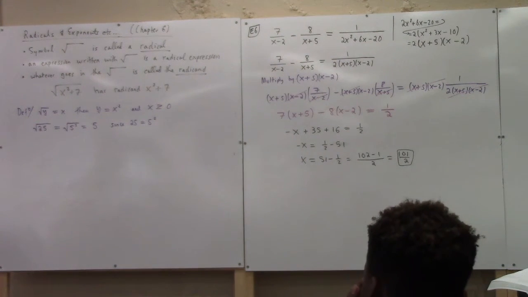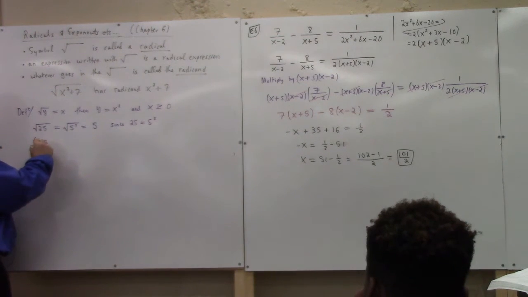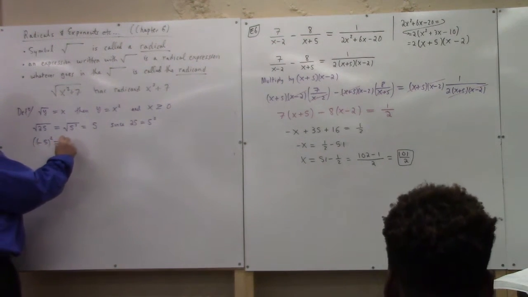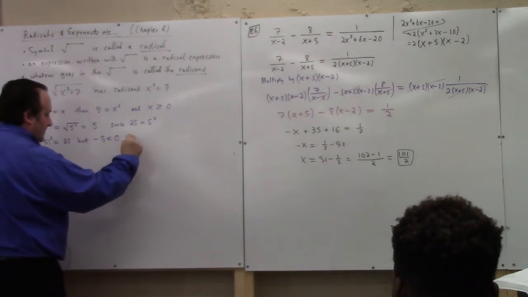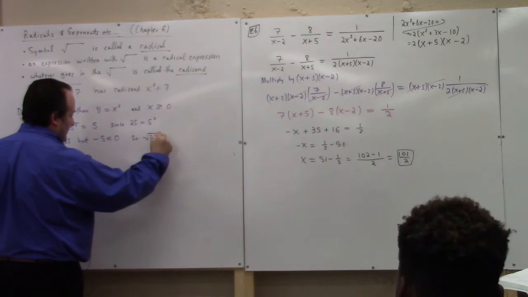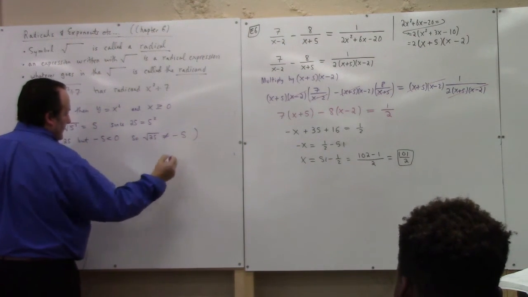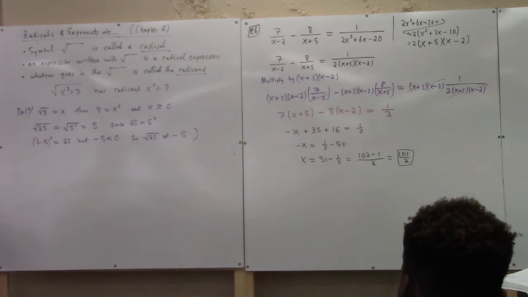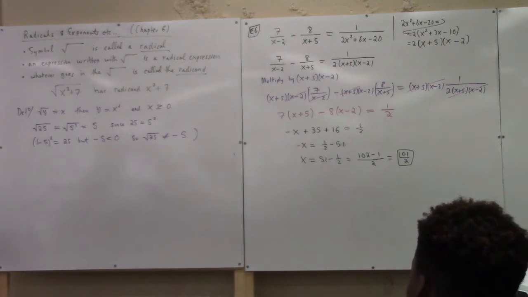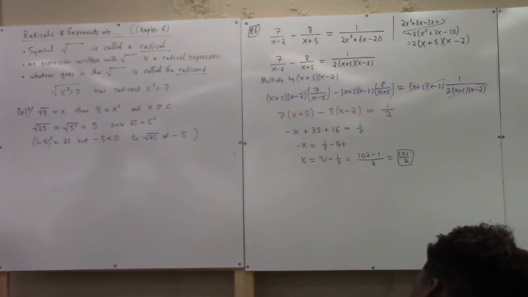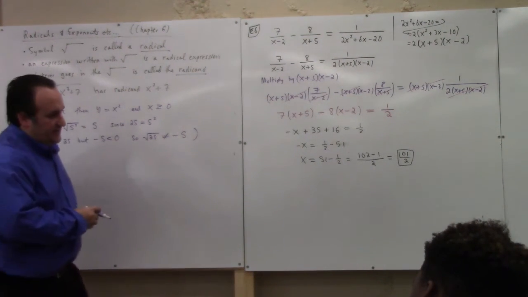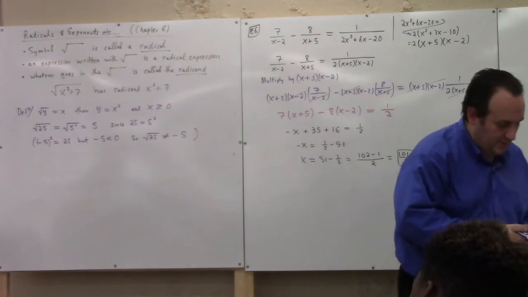What else squares to 25? Well, notice that minus 5 squared is also equal to 25, but minus 5 is less than 0. So the square root of 25 is not equal to minus 5. In other words, we define the square root to be non-negative. We choose the positive square root to be the square root. I think your book also calls this the principal square root.